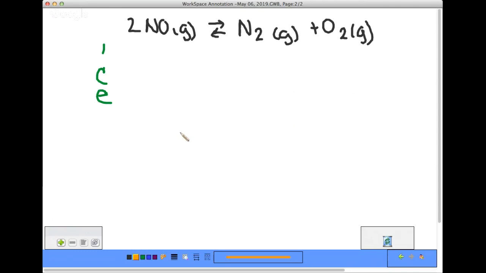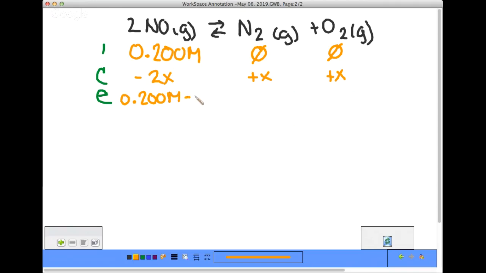The only thing we're given is the initial concentration of NO, which is 0.200 molar. If we start off with only that, we assume that the others are initially 0. We don't know what the change is, but since there's a 2, we're going to say this is minus 2x. The reaction is proceeding forward, so this is going to be plus x, and this is going to be plus x, only x because there's no 2 out in front. At equilibrium, we're going to have 0.200 molar minus 2x, and then x, and x.